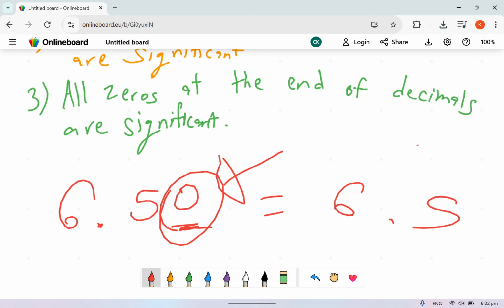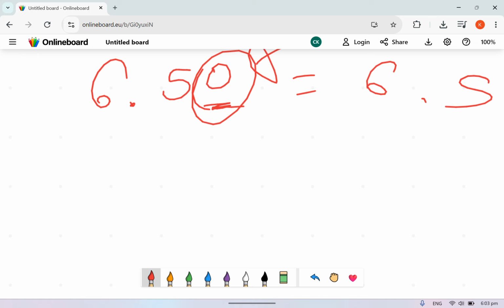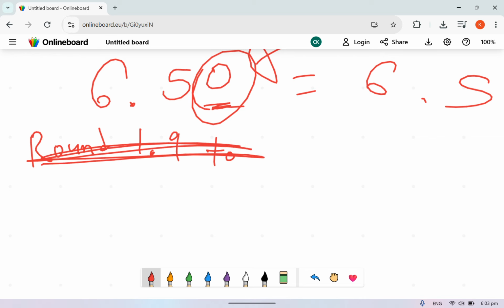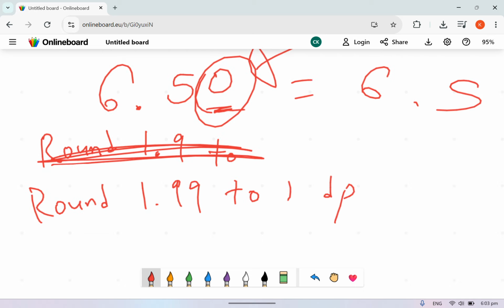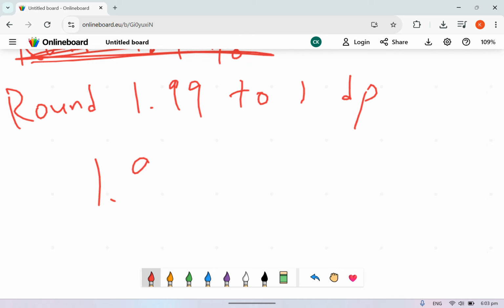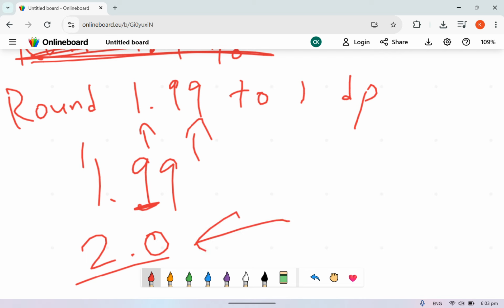We have 1 0. Right? Remember, how would I say round? Let's say I have, round 1.99 to 1 decimal point. What would you have done? You would have said 1.99, right? This is above, so this will go up, and this one will carry, 2.0. We have learned this in truncation vs rounding. 2.0.